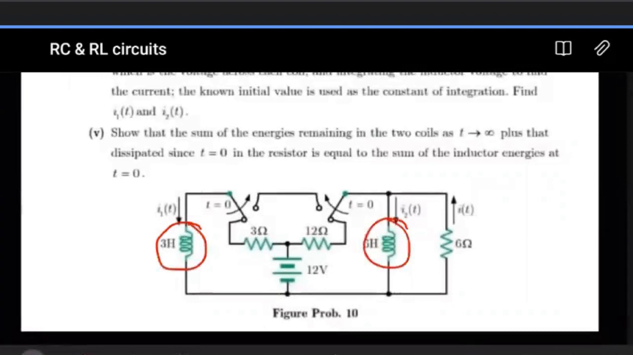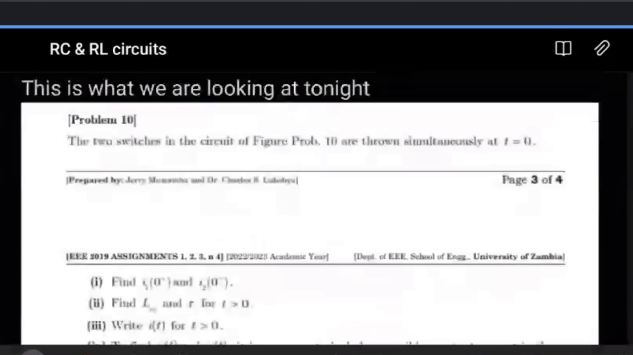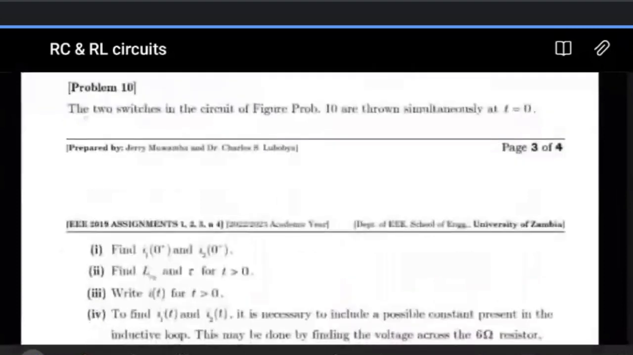It's nothing too complex. It's actually an interesting problem. Let's see how we're going to approach it. It has 5 parts. Let's see how it starts. The question starts with the description of what the circuit is. They're saying that the two switches in the circuit are thrown simultaneously at t equals 0.